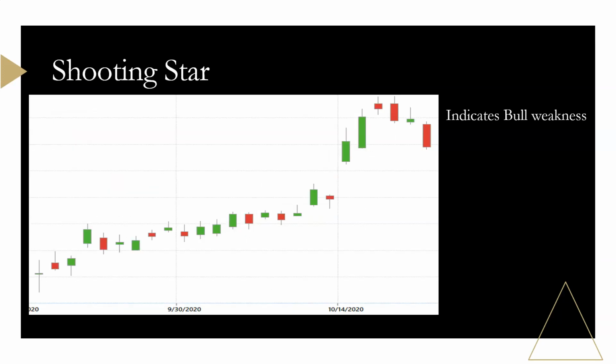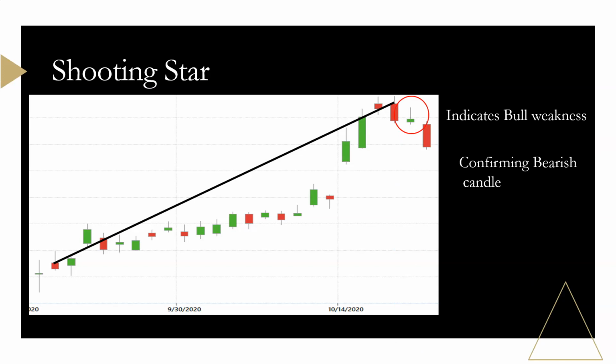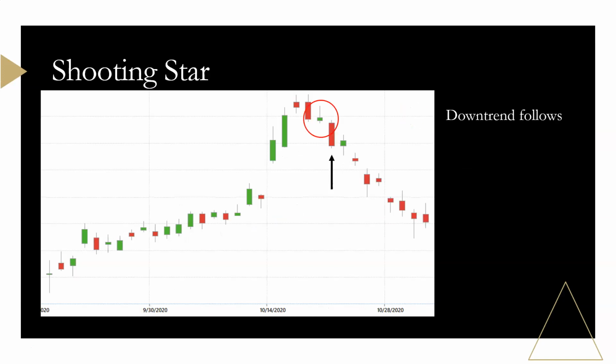And there is your uptrend, identifying how the bulls have stomped all over the bears for what appears to be the better part of a month. And when you are beating on someone that long, it is only a matter of time before you start to weaken. And there it is right there, the shooting star indicating that weakness, and your confirming bearish candle indicating that the bears have now taken control. And the downtrend follows.